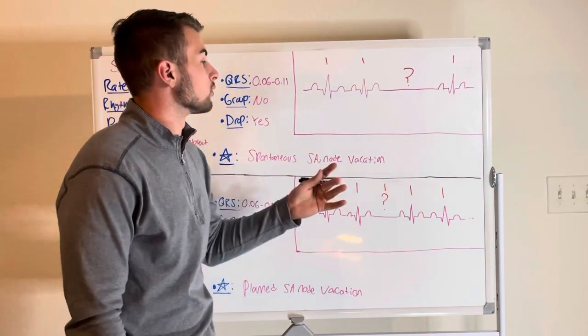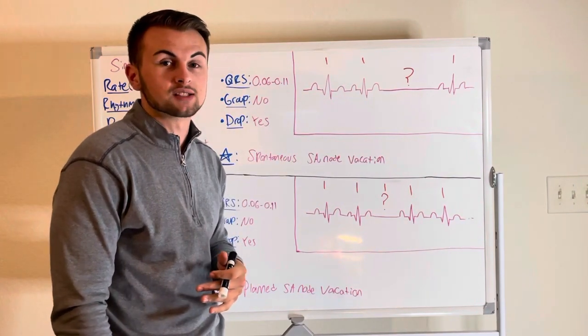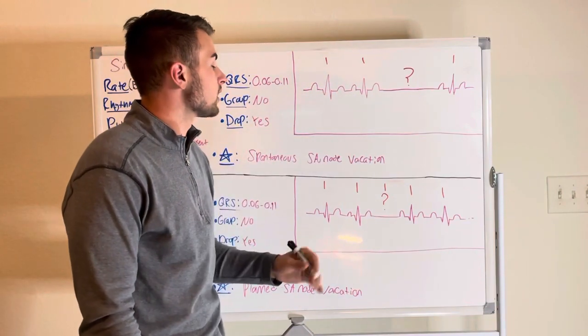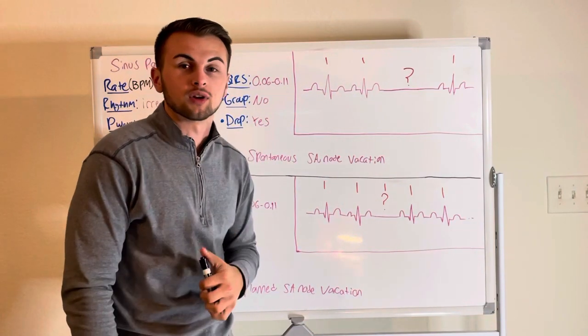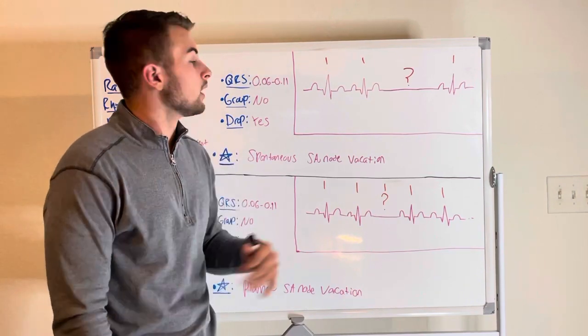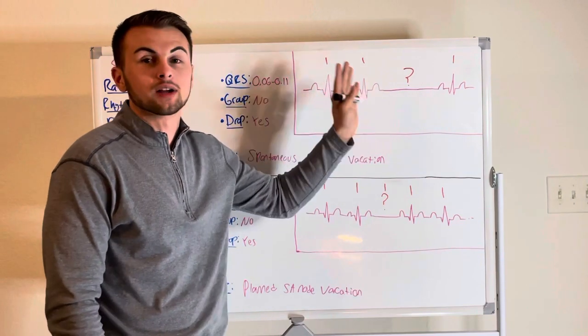The PR interval is between 0.12 and 0.2 seconds, except for the drop. There is a P wave for every QRS. The QRS is of normal duration, so 0.06 to 0.11 seconds. There are no groupings, but there is an entire complex drop.